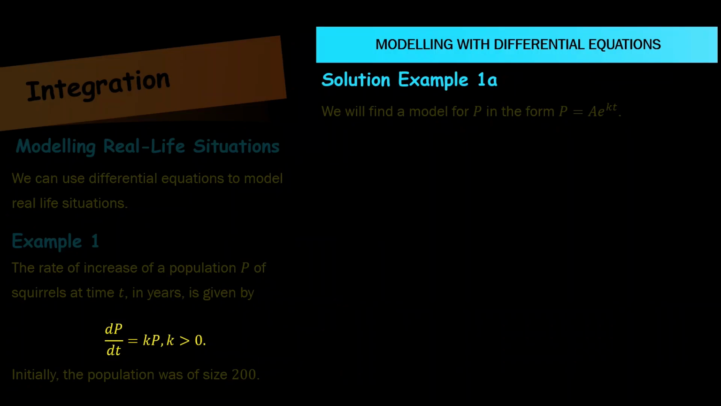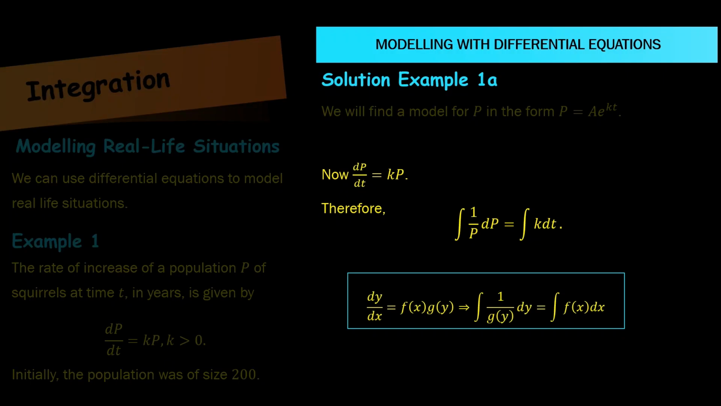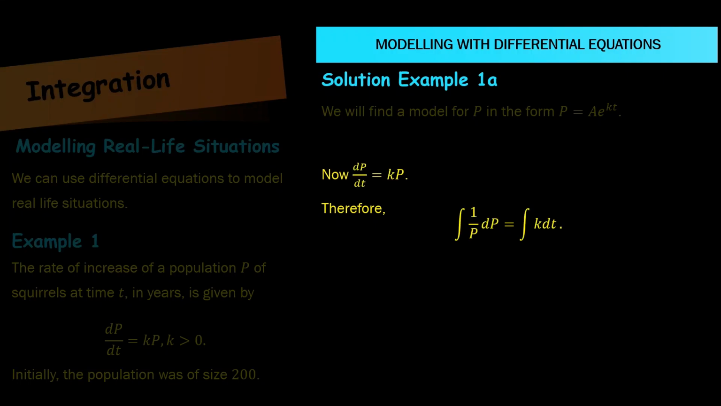Here's our differential equation, dP/dt equals kP. Let's integrate this expression. We've used this formula. So integrating the right-hand side gives us kt plus c, where c is our constant of integration. And integrating 1 over P with respect to P gives us ln P.